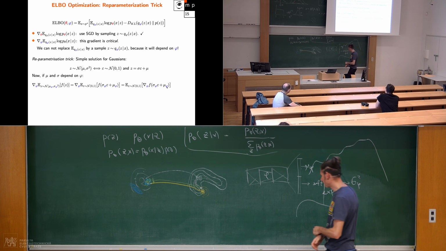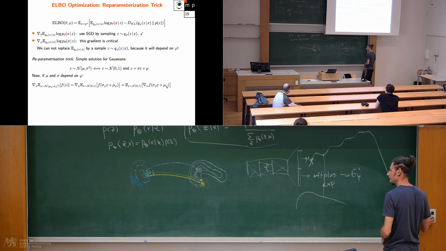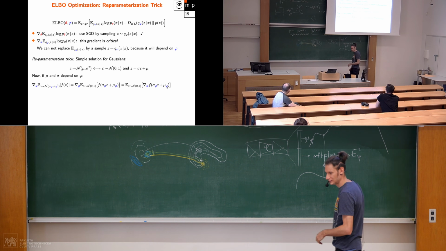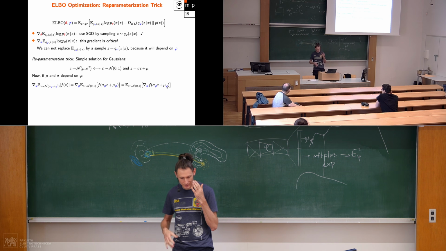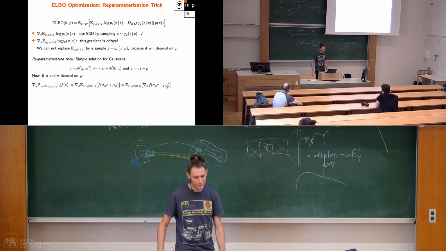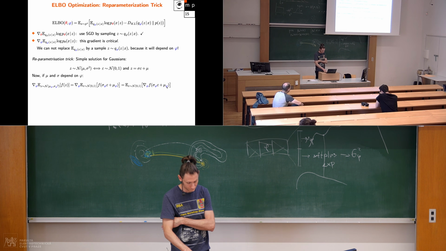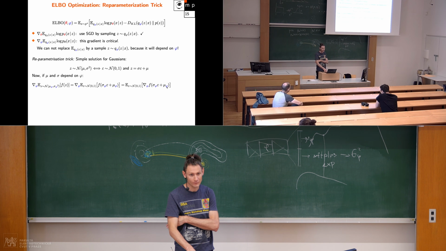So the key step was this evidence lower bound with this stochastic encoder and decoder. And then estimating these gradients is something technical. You need to look at the details, but it is possible. Shall we go on?